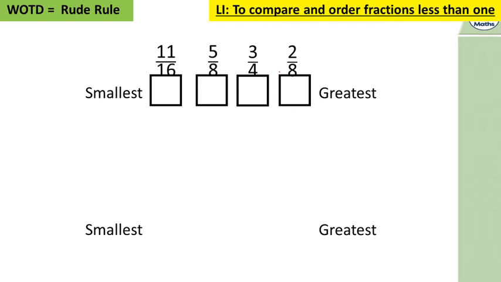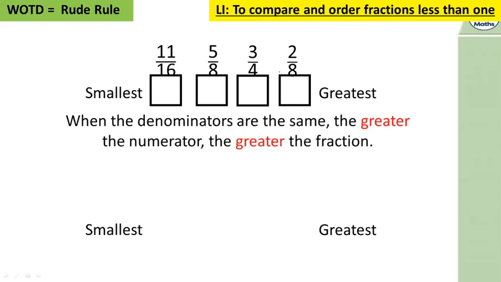Okay, we need to order these from smallest to greatest. So we have 11/16, 5/8, 3/4, and 2/8. So how could we compare these? Have a little think how we could change those fractions to be able to compare them. When the denominators are the same, the greater the numerator, the greater the fraction. So we need to make those denominators the same. So we'll look at putting those into, let's do 16ths.